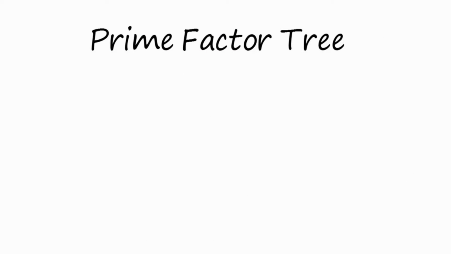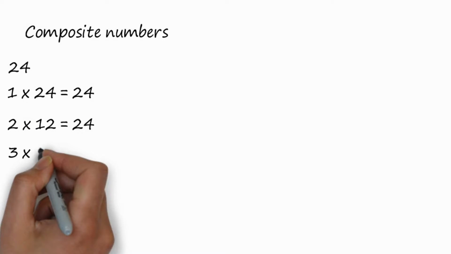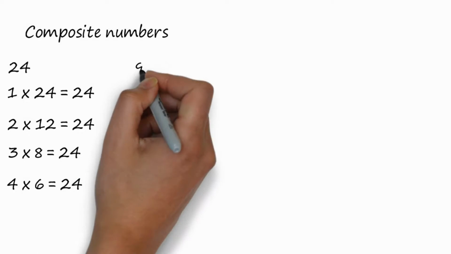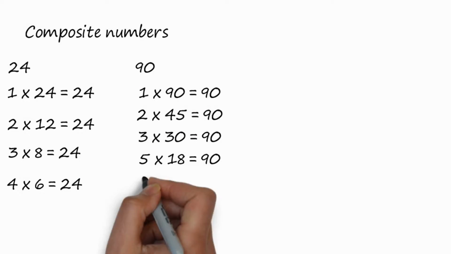Prime factor trees. Let's divide numbers into two categories. We have composite numbers, which are numbers that have more than one way to be factored. The number 24 is composite. The number 90 is composite because there are several ways to multiply two numbers together to get 90.